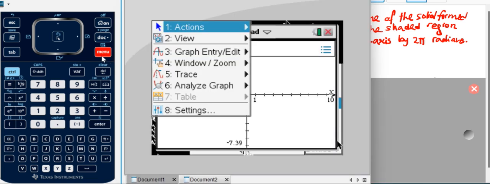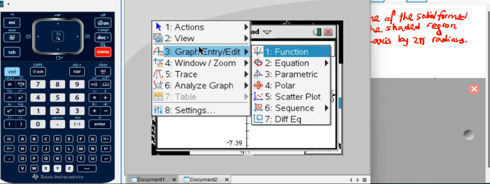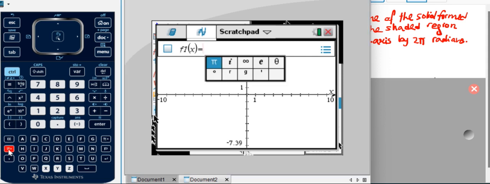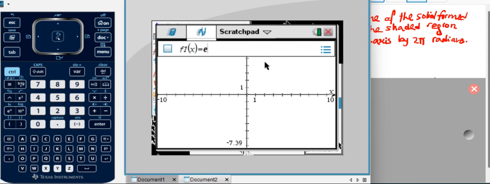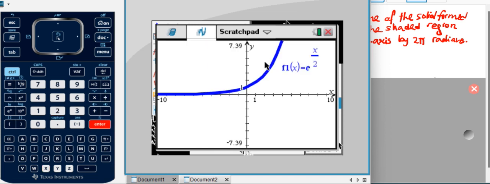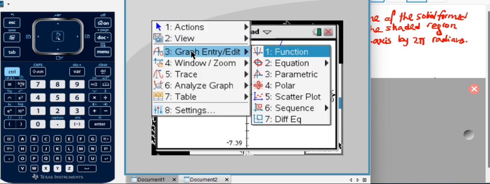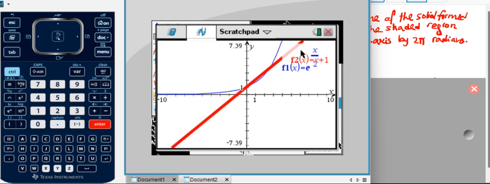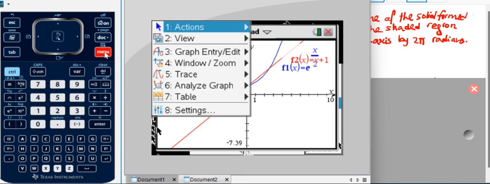To do that, I'm going to suggest that you use your graph, right? So graph and then use the function, and the first one is e. You select it from this button and then put in e to the power of x over 2, enter. And the next one, go back to the menu, graph entry, and then function again. So this is going to be x plus 1.